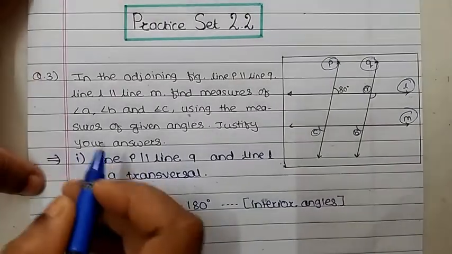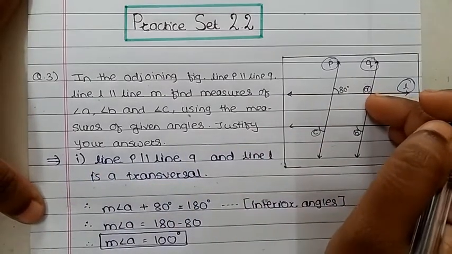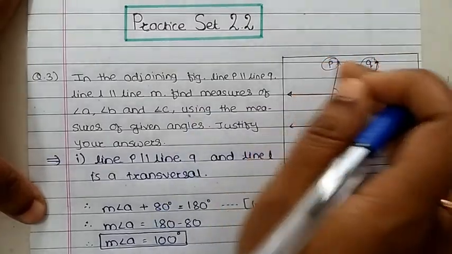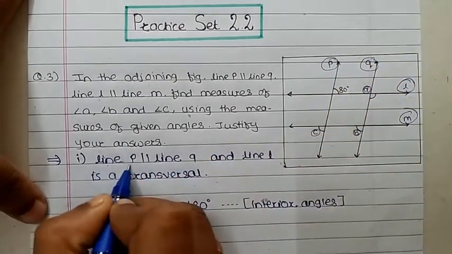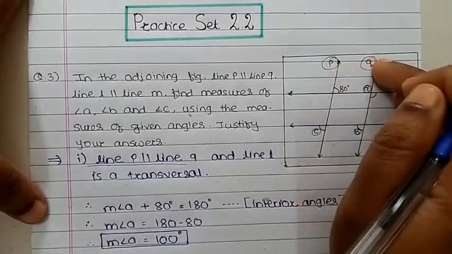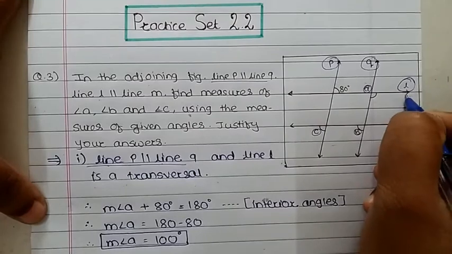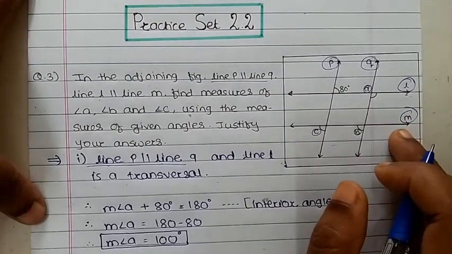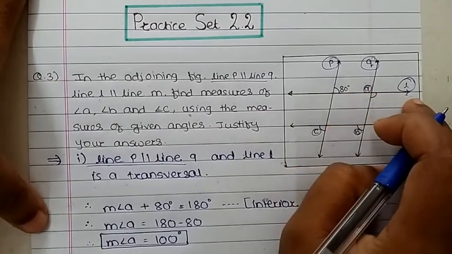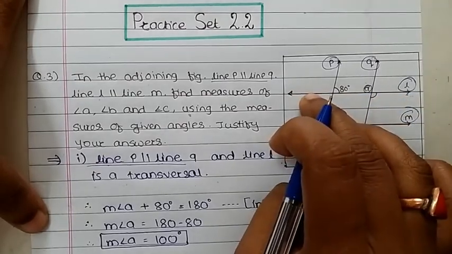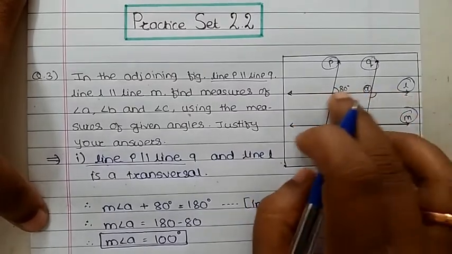Okay, so in the first case, what is the first case here? When we calculate A, we have to consider these two lines, P and Q, because this A lies on Q. So line P is parallel to line Q, which is given in your question, and line L is the transversal. Should we consider M? No. When we consider M, the angle A is not formed. We have to calculate the angle A, therefore we consider the transversal L. Understand this? So L is a transversal.